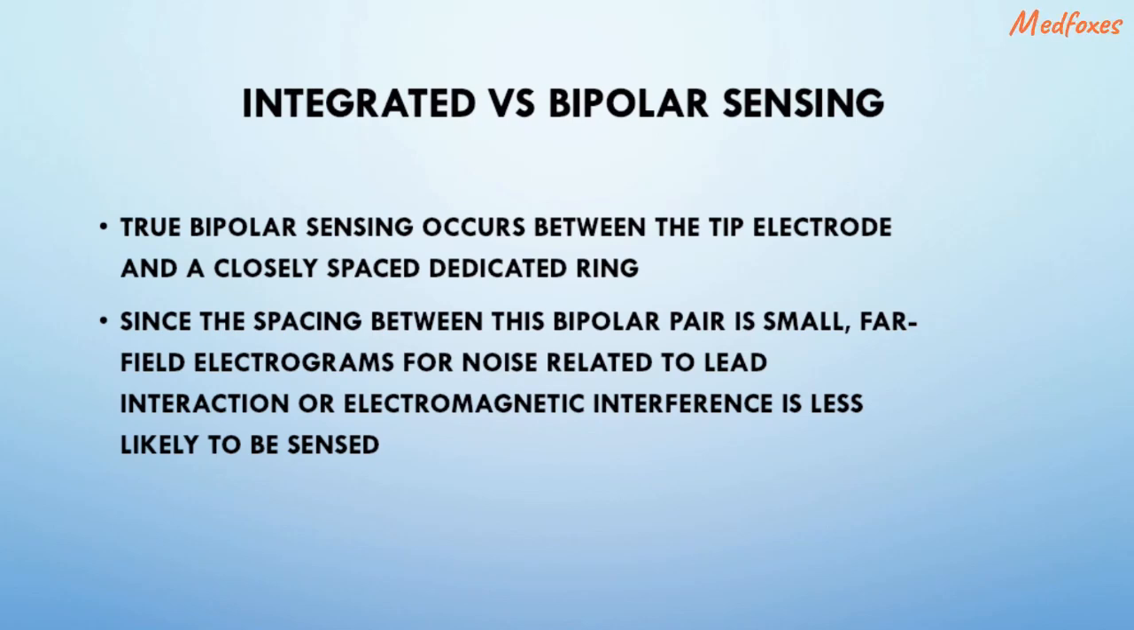ICD leads are tripolar, with tip and ring electrodes with one coil, or a tip electrode with two coils, or quadripolar, with tip and ring with two coils, with variation in distribution of function across these electrodes. True bipolar sensing occurs between the tip electrode and a closely spaced dedicated ring. Since the spacing between these bipolar pairs is small, far-field electrograms, or noise related to lead interaction or electromagnetic interference, are less likely to be sensed.